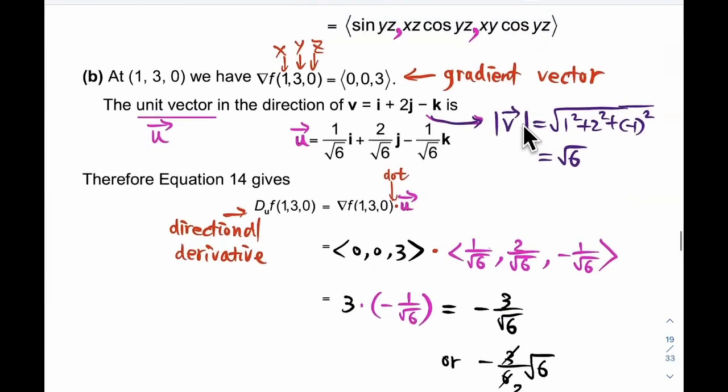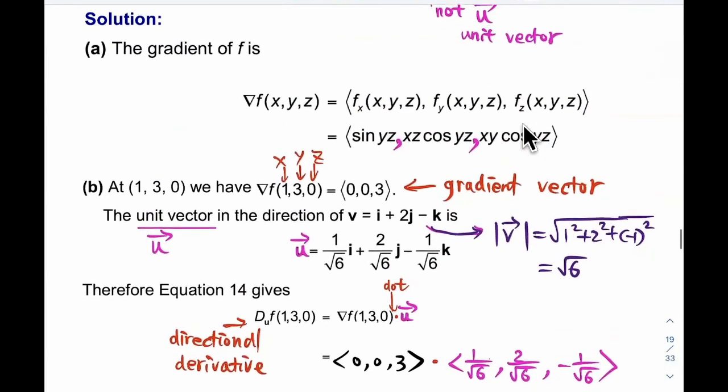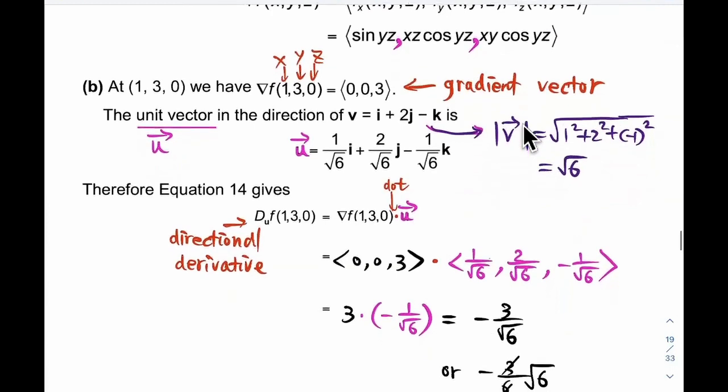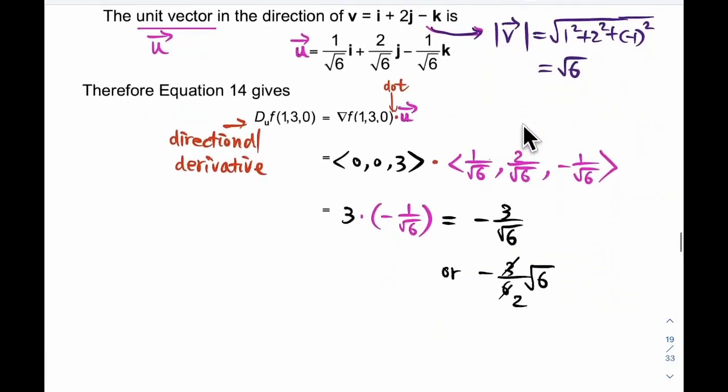Okay, good. Well, congratulations. You just calculated the gradient and also the directional derivative for a function of 3 variables. Okay, you did it.